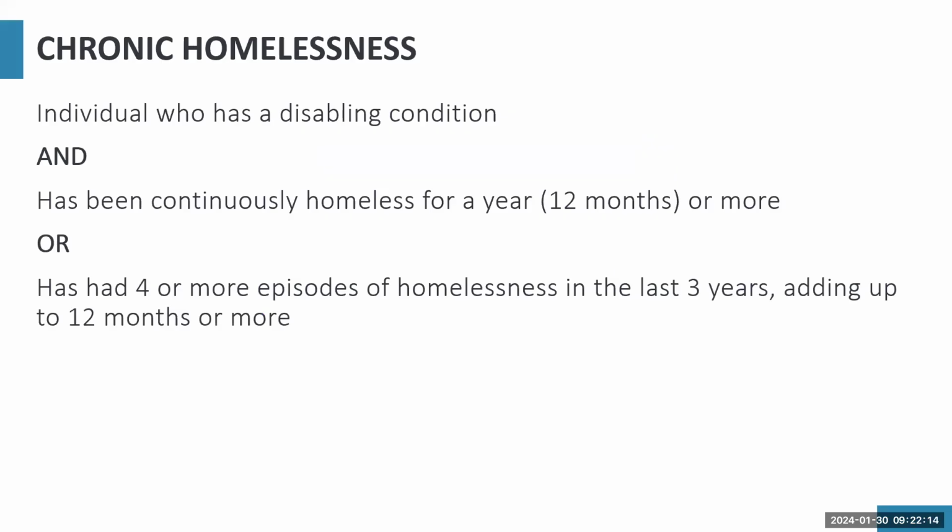There's another definition we're going to cover around chronic homelessness. Back in 2016, HUD gave it a very specific objective criteria and definition. Number one, the individual must have a disabling condition. That disabling condition must be of long continued and indefinite duration that substantially impairs their ability to live independently. And they had to have been continuously homeless for a year, 12 months or more, or they must have had 4 episodes of homelessness in the last 3 years, and those episodes must add up to 12 months or more.